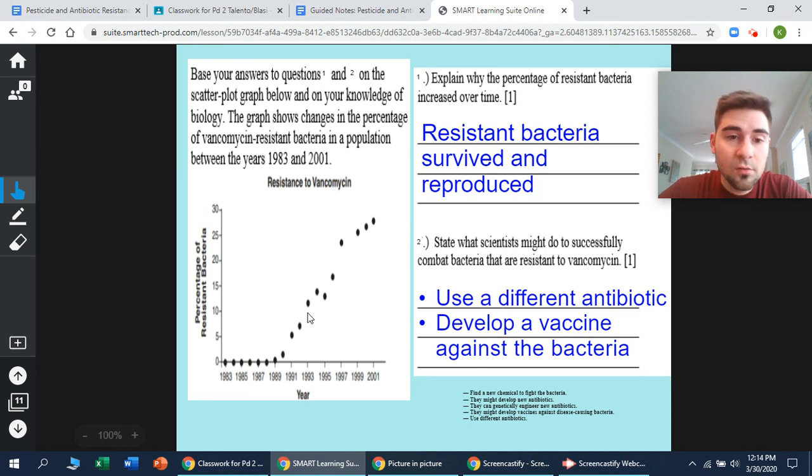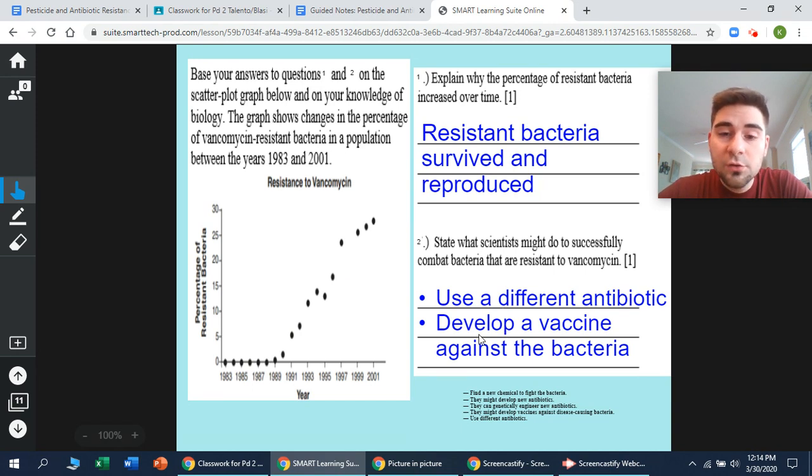Now, an important point here is, well, what can we do about this? This is a huge problem, the fact that there's lots of resistant bacteria now, and we still want to use the antibiotics. So what scientists can do is use a different antibiotic. They could develop one where the bacteria don't have the resistance gene for that. So that would be more effective.